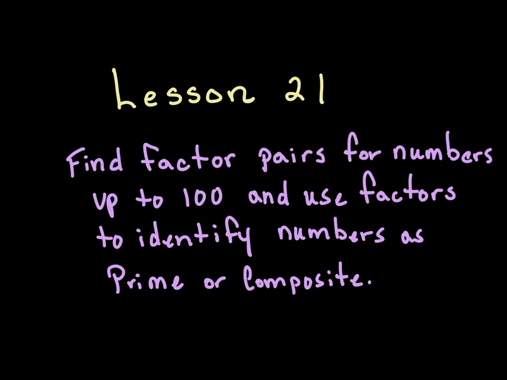Good evening. Tonight we're going to do lesson 21 in unit 2. Find factor pairs for numbers up to 100 and use factors to identify numbers as prime or composite. So we're really going to be understanding what prime and composite numbers are and how to identify them.